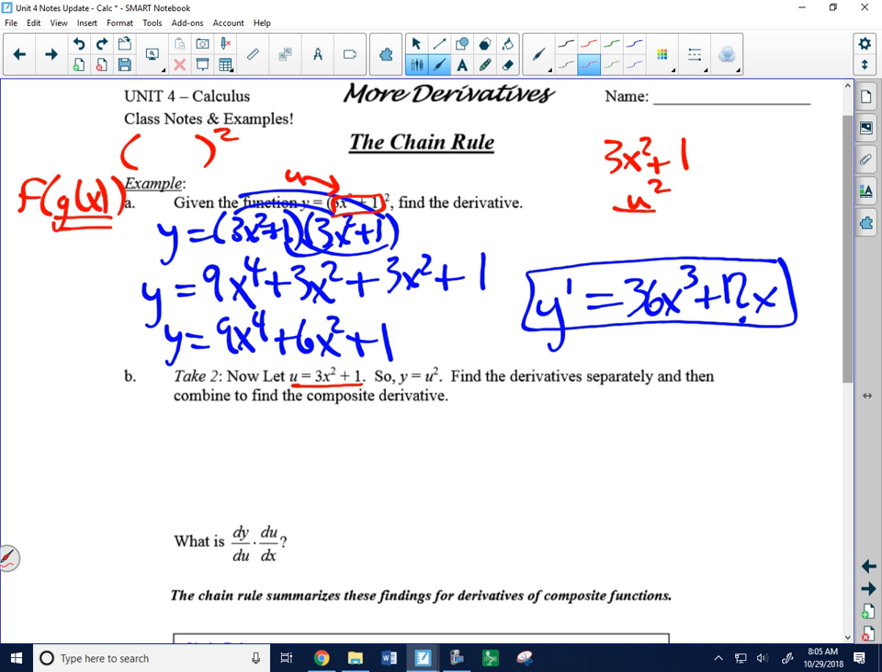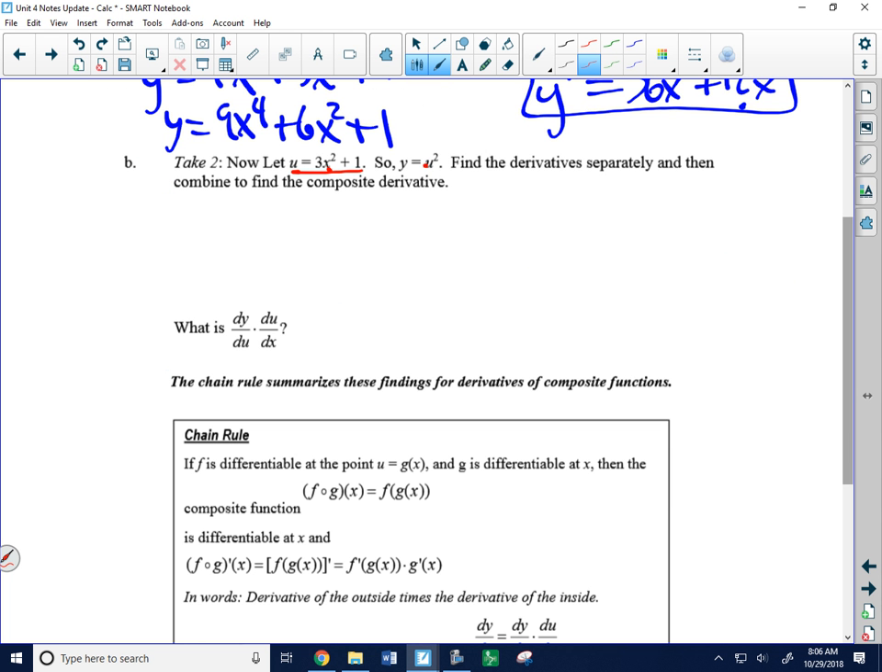The outside function is what I was saying up here, something squared. Since I called u the inside, now my outside function is something squared, it's u squared. Here's what the chain rule says. I'm going to do the derivative separately and combine them, and this will be the overall derivative. So I'm going to write u prime and y prime. So I'm doing u prime.